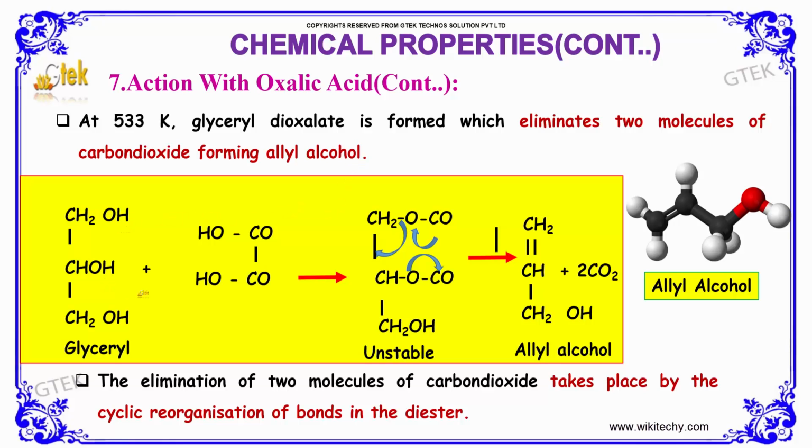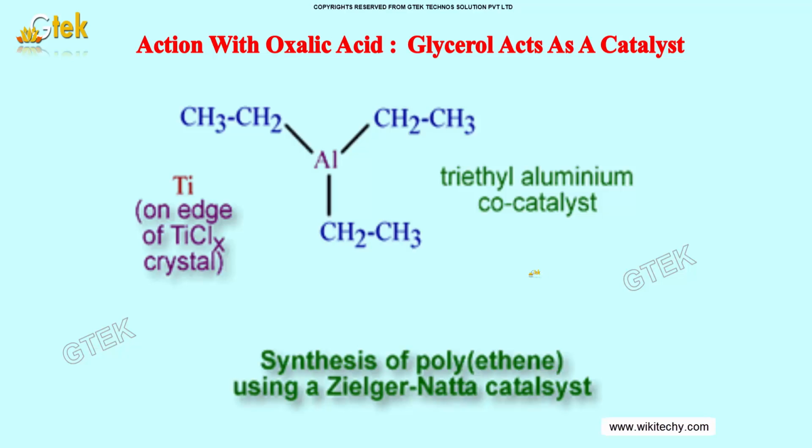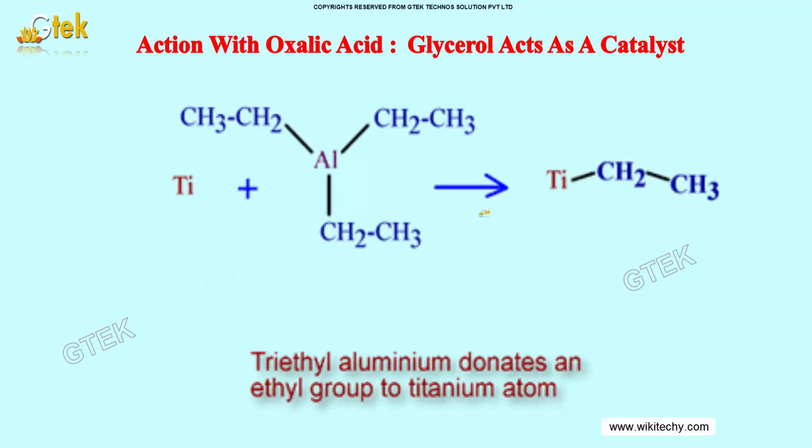If we can see here, glyceryl reacts with this compound, and further on, this oxygen and this CO goes out as CO2, therefore forming an unstable compound. Therefore, the other CO2 also leaves the compound, and thus we would obtain a double bond between the first and the center carbon. And also we would be obtaining 2 moles of carbon dioxide because of the leaving groups here as a byproduct. In the action with oxalic acid, glycerol acts as a catalyst as we have seen in the previous reactions.